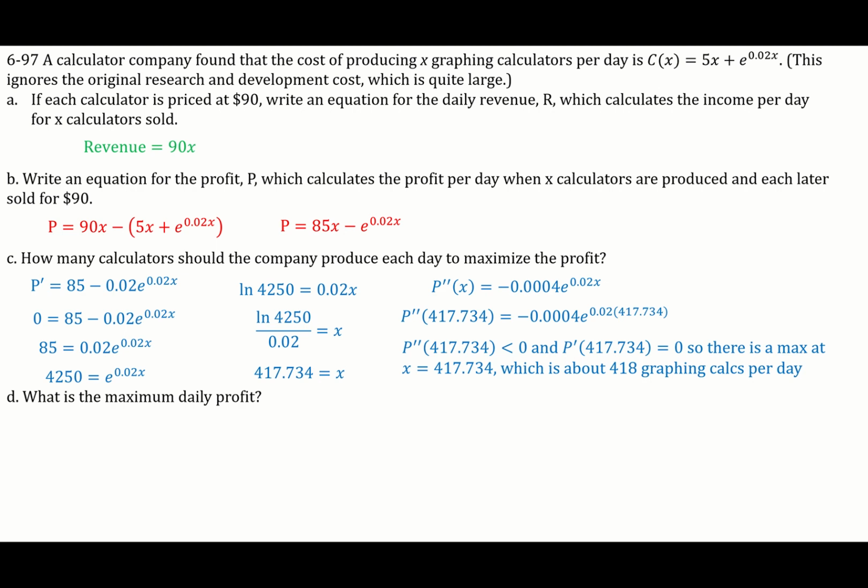And then D, what is the maximum daily profit? So I just took 418 and I plugged it into my profit function, and I ended up with $31,257.